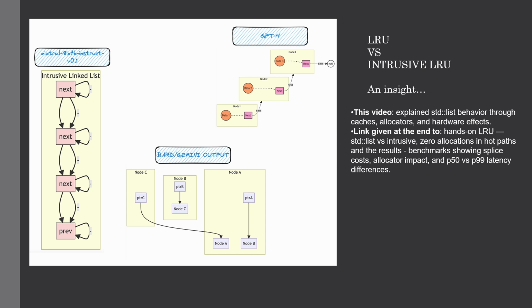And that's why in this video I've explained why list is almost never really used except in cases where you need list splice. In the next video I will be explaining in detail the implementation of LRU and intrusive LRU using list splice, and will be benchmarking the details, the allocator impact, the costs, and the P50 versus P99 latency differences. Thank you.